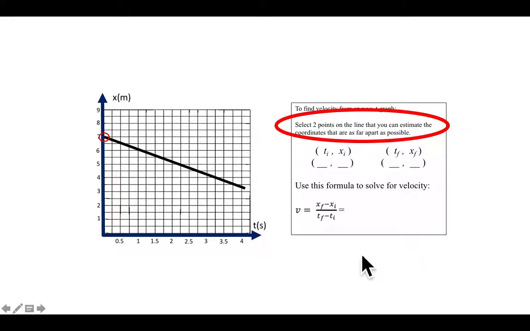So again, this one allows us to begin at t equals 0. So the coordinates of the first point are 0 seconds, 7 meters. And that represents our ti, xi coordinate.